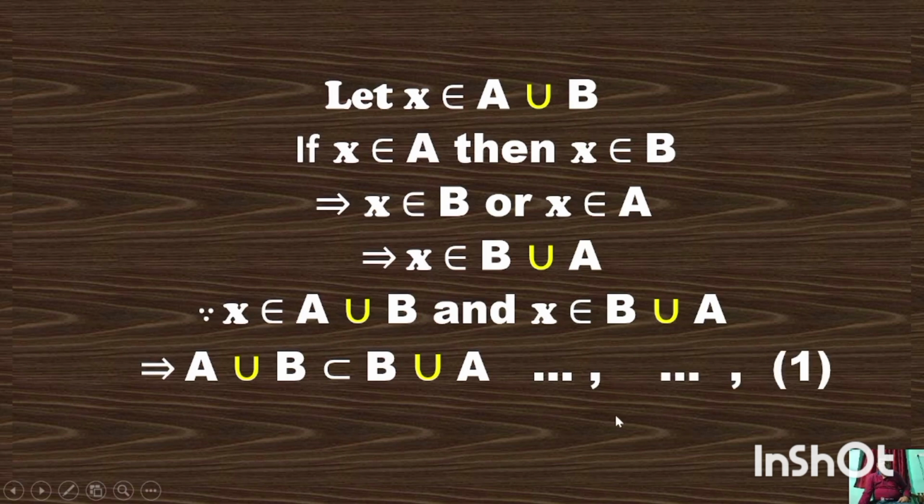Understand? Okay. Since X is an element of A union B, X may be an element of the set A, or X must be an element of the set B. Or you can write, if X belongs to B, then X belongs to A. Okay. Then X belongs to B union A. Understand? Since X belongs to A union B and X belongs to B union A, thus A union B is a subset of B union A.